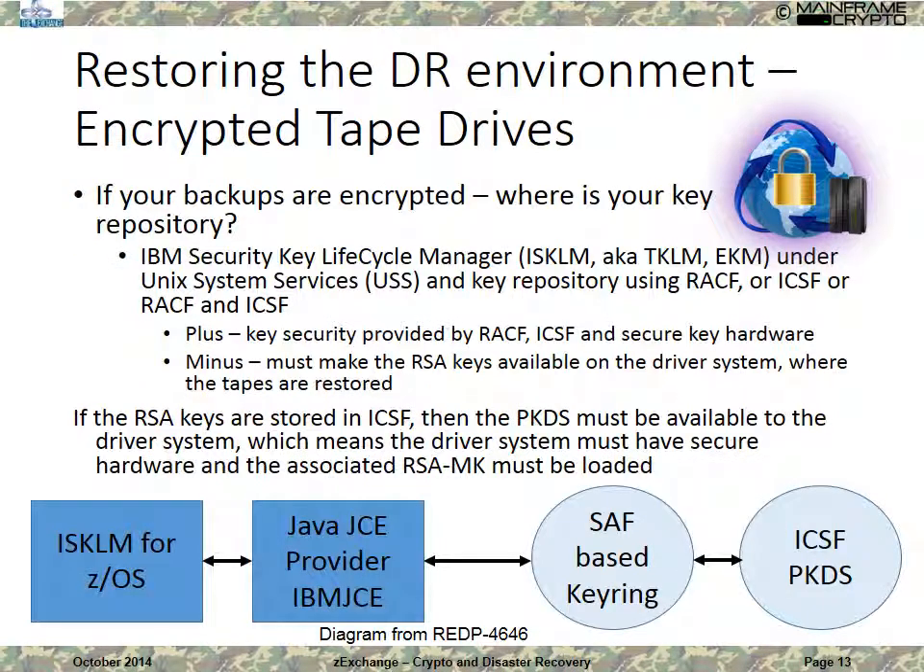So again, there are a couple ways to do it. I recommend that you use the encrypting tape drives because they're the most efficient. When you're using the encrypting tape drives, the data on the tape is actually encrypted using a symmetric key. But that symmetric key itself is encrypted using a public-private key pair, and that encrypted key is stored on the tape. So when it gets to the DR site, the public-private key pair needs to be available so you can decrypt the symmetric key and then use that to decrypt the data.